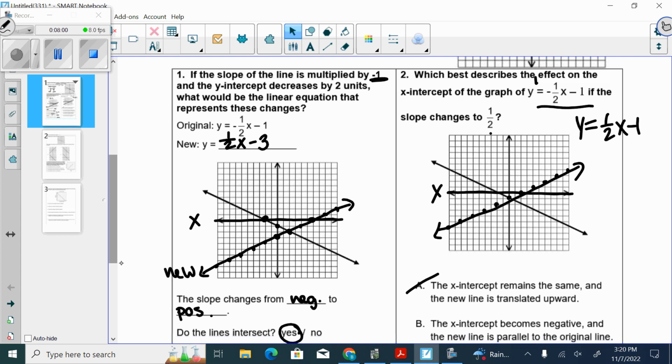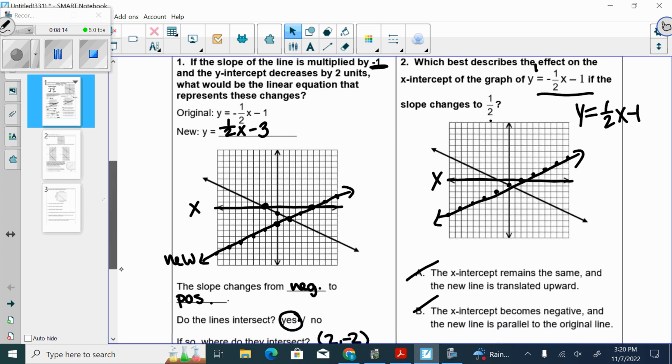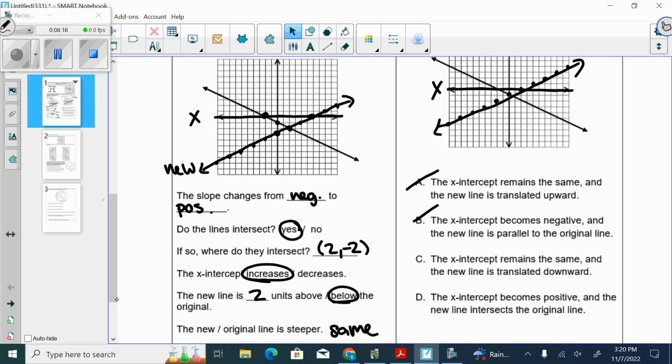All right, B says your x-intercept becomes negative. So no, right? It already was negative and now it's positive. Okay, so not B. All right. C says the x-intercept remains the same. The x-intercept. No. D says the x-intercept became positive. Yes. It was over here at -2, and now it's over here at +2.